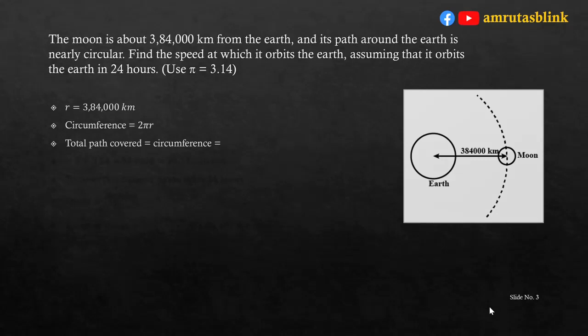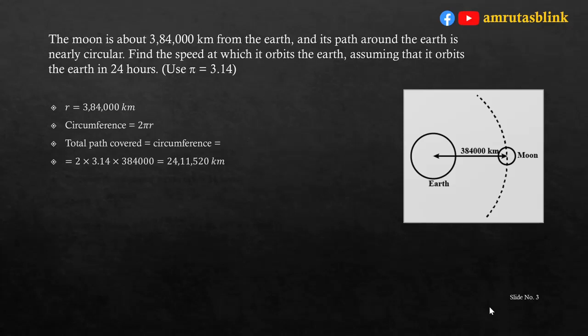Now, in one orbit, how much distance does the moon cover? The moon will cover the distance which is equal to the circumference of this circle. Hence, we'll apply the formula for circumference, that is 2 pi r. Hence, it would be 2 into 3.14 into 3,84,000, which will give us the answer as 24,11,520 km. Now, this is the circumference of the circle. That means 24,11,520 km is the distance which the moon covers in its one orbit around the Earth.